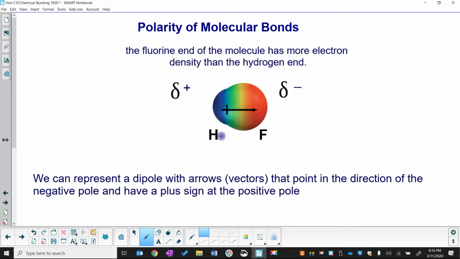If we have hydrogen and fluorine, fluorine is very electronegative. It pulls the electrons. We have a partial negative charge by the fluorine and a partial positive charge by the hydrogen. This dipole moment symbol points to the more negative, and you can remember that because it has a crossbar that looks like a positive sign.